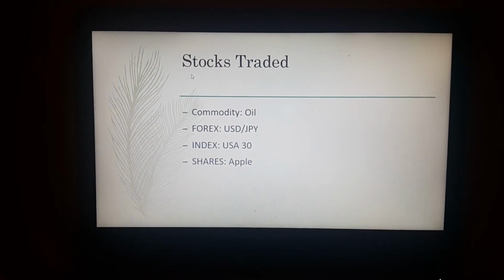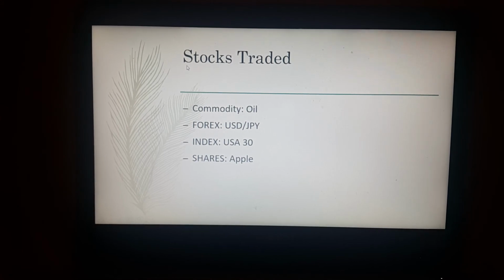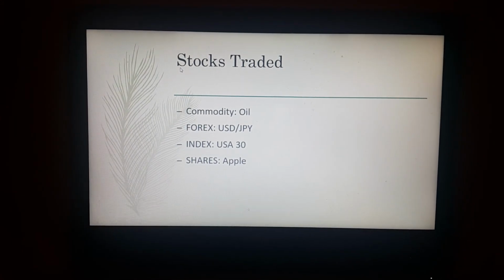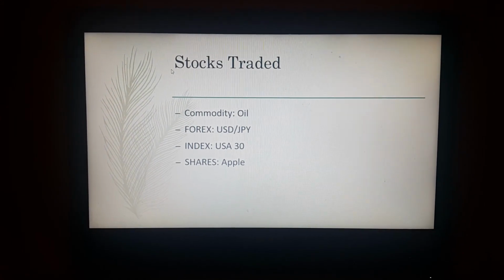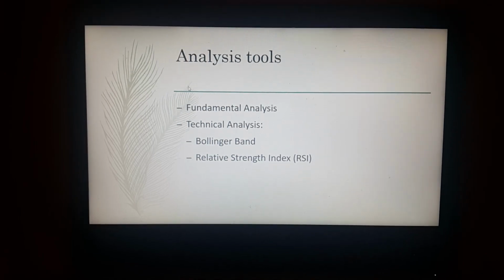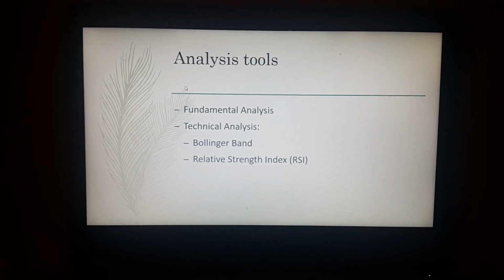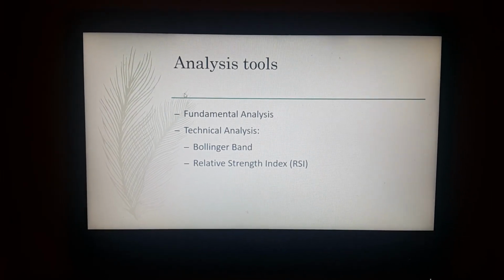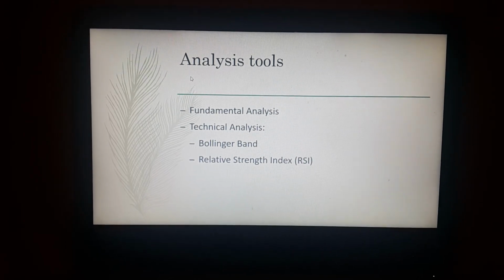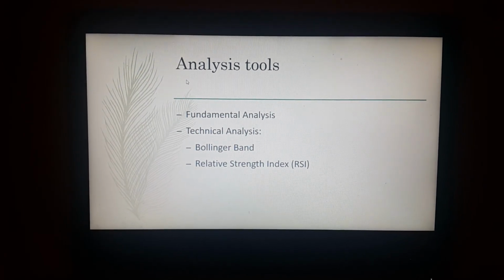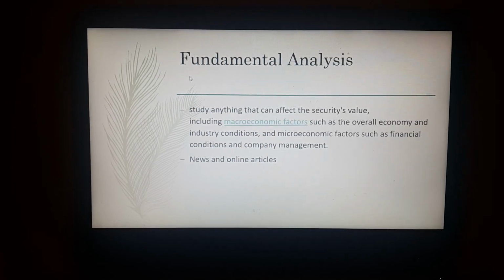The stocks I have traded are oil for commodity, USD to Japanese yen for forex, USA 30 for index, and Apple for shares. The analysis tools I have used are fundamental analysis and technical analysis. Under technical analysis, I have used Bollinger Band and relative strength index.